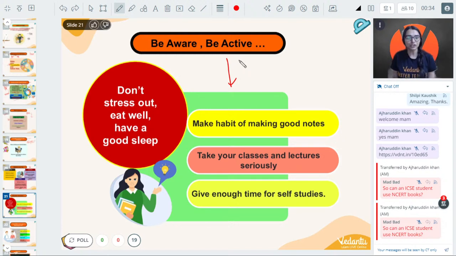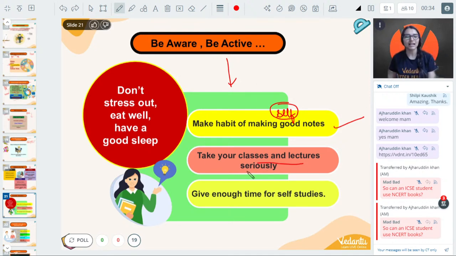You have to commit to yourself that I am going to make a habit of making good notes. You have to make your own notes, okay? Self notes. You don't borrow the notes from your friends. And by the way, if you are on the Vedantu platform in our paid batches, then you do get all the handwritten notes by the teachers. You get the notes of the lectures and everything, session replays. So that is an amazing feature we have here.